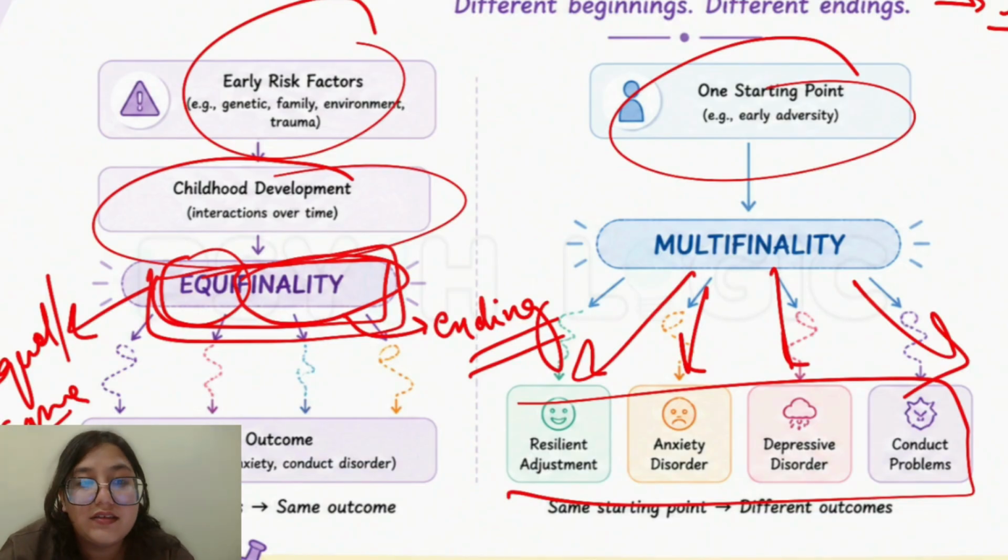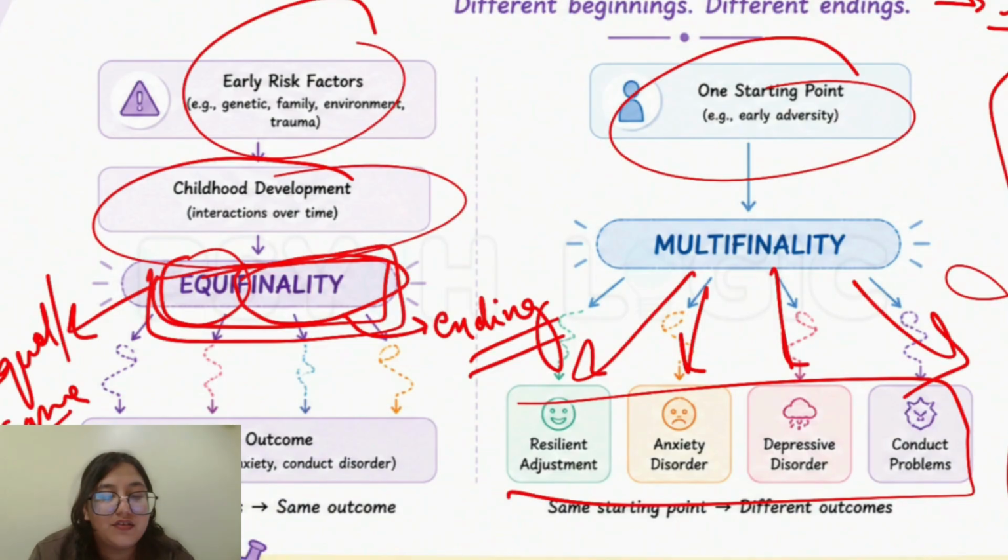That is multifinality. So do not assume that everyone exposed to some kind of childhood trauma will develop the same disorder. Human development is much more complex than that. We also have protective factors. If you're wondering why, when two children experience the same or similar adversity, one develops a disorder while the other does not, there are protective factors. They do not erase adversity, they reduce its impact.